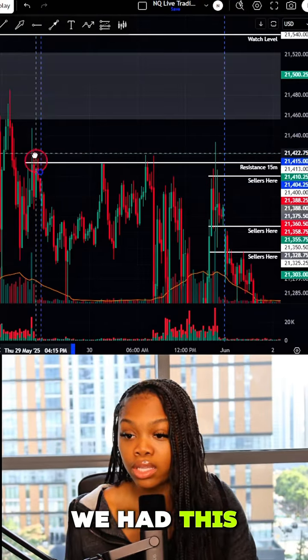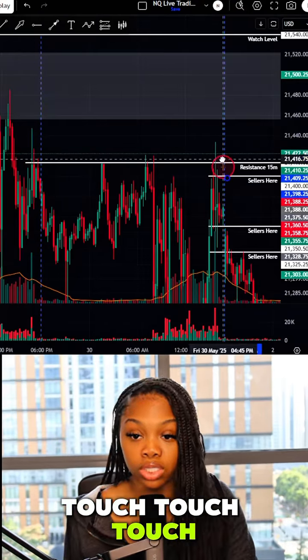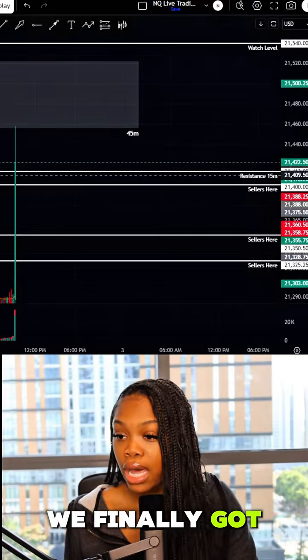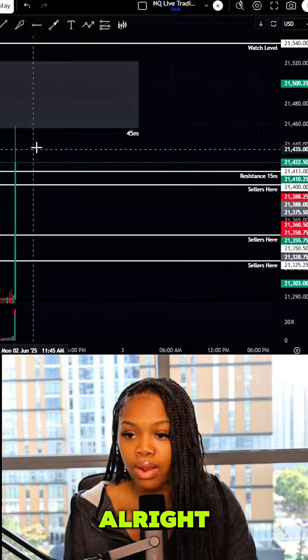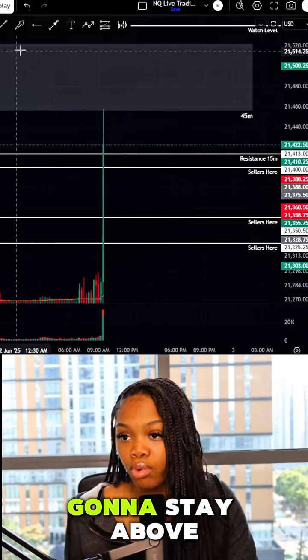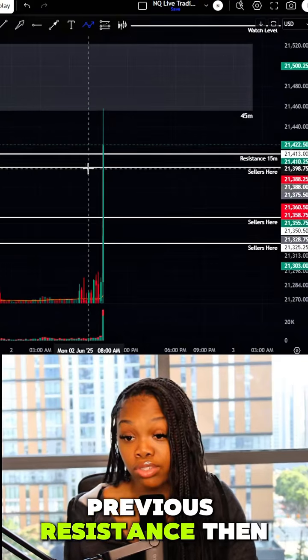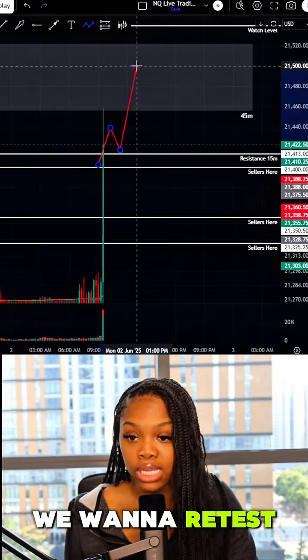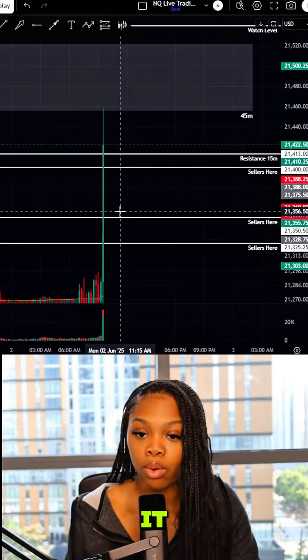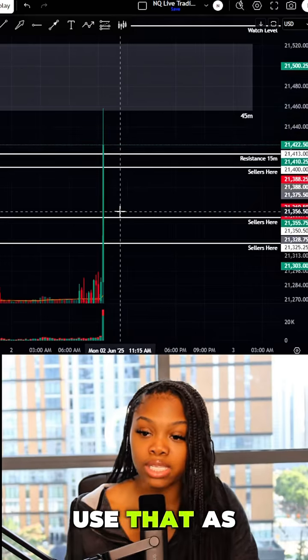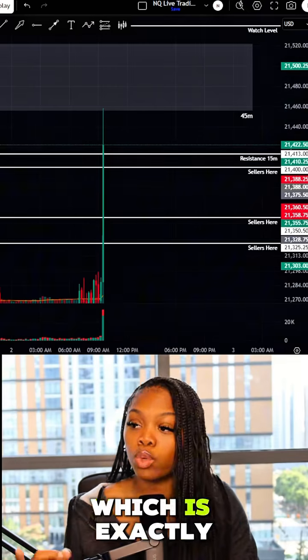Now, looking at this 15-minute, just to give you guys the levels that we were using, we had this level of resistance: touch, touch, touch, touch, right? We finally got the break here. And so if we're going to stay above previous resistance, then we want to move up, retest it, and continue moving up. If not, and we get back below it, then price was just grabbing liquidity and we can use that as a short entry in this case, which is exactly what I did.